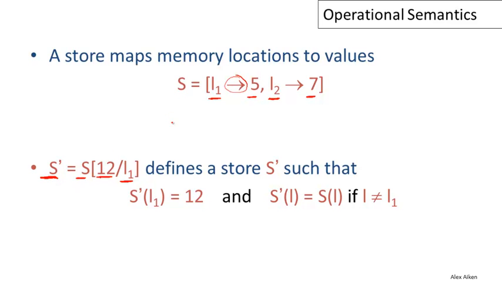Keep in mind here that stores are just functions, at least in our model. So we can define a new store by taking the old function, the old store S, and modifying it at one point. This defines a new store S prime, such that if I apply S prime to the location L1, I get out the new value 12. And if I apply S prime to any location different from L1, I get out the value of the location in store S.